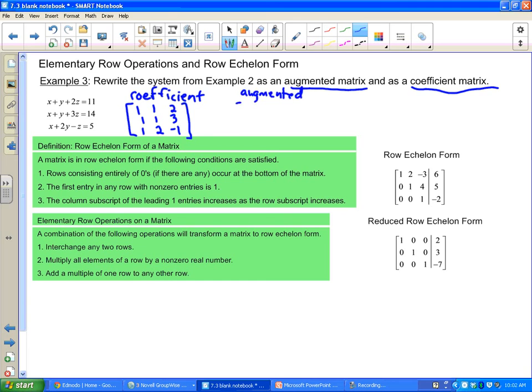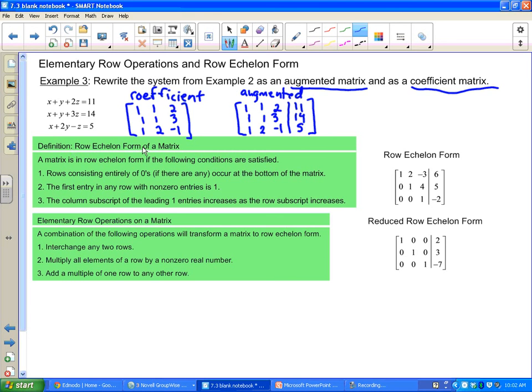The augmented matrix takes all of the numbers we have. So we don't just have the coefficients 1, 1, 2, but then we also put what that equals. I personally like to draw a line right here, and a lot of teachers do, but your book doesn't, to show that that's where the equal sign is. So then I would do 1, 1, 3, and then that equals 14, 1, 2, negative 1, 5. Okay, so that's simple. That's just how you would write a coefficient matrix or an augmented matrix. The augmented is because when you augment something, you add something to it. So we took the coefficient matrix and we added a column here at the end for the right-hand sides.